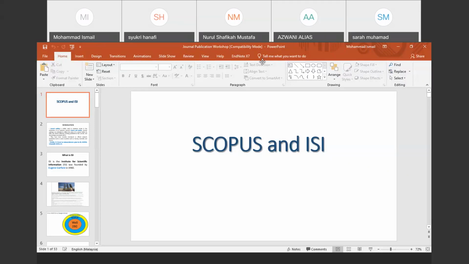They always ask, my paper is in Scopus but not in ISI. Sorry, Web of Science. My paper is indexed in Web of Science but not indexed in Scopus. Why? What is the difference between Scopus and Web of Science? Here I focus on Web of Science.